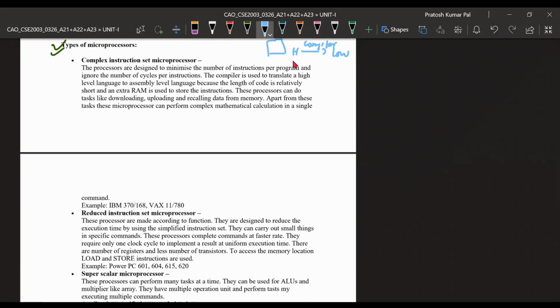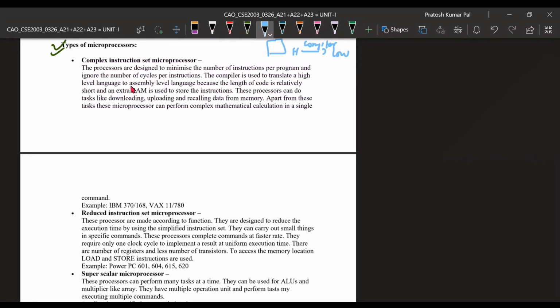High level language means a language that is understandable to humans. A low level language is a language that is machine understandable, like machine language or object code. Whatever instructions we have written are converted to a machine understandable form. So the compiler translates from high level to low level, and the low level here is assembly language.